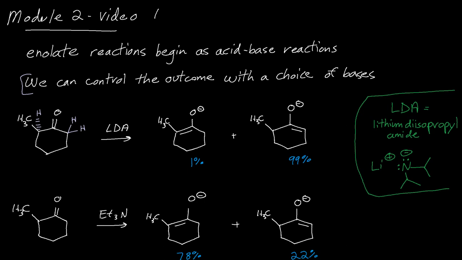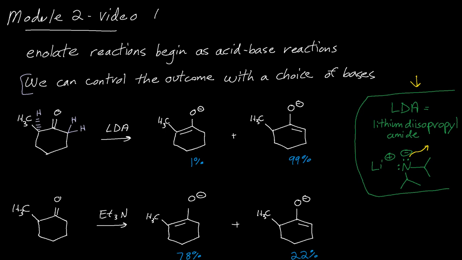This base is called lithium diisopropylamide. The amide part doesn't make a whole lot of sense, but that's the name of it. I've shown the structure over here on the right. The basic part of it is these basic lone pairs. It's essentially a salt, if you look at it, like sodium plus, chlorine minus: lithium plus, and this diisopropylamide, comparable to the chlorine minus in that example.